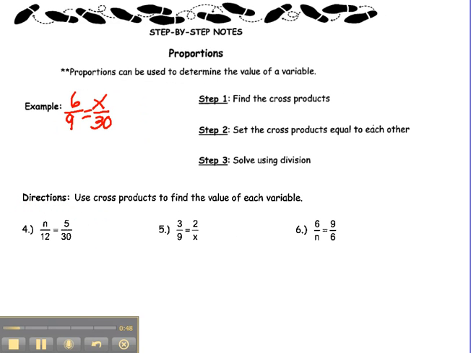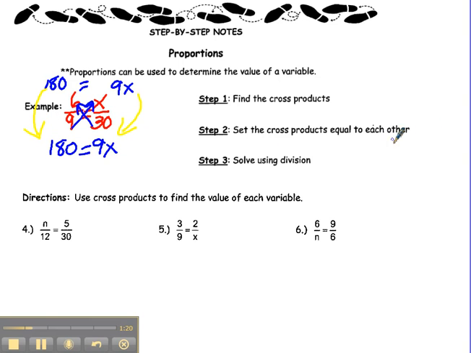You can use proportions to determine the value of a variable. Step 1. Find the cross products. 6 times 30 equals 180. 9 times x equals 9x. Set them equal to each other and bring them down. 180 equals 9x. Do you see, all I've done is recopy. I've brought this side down and this side down.